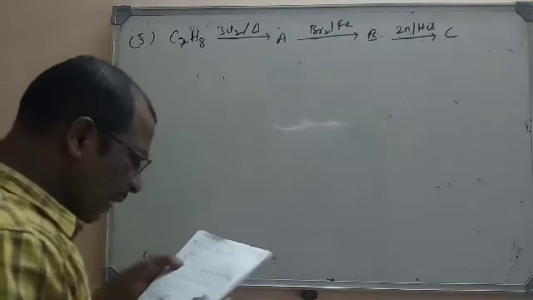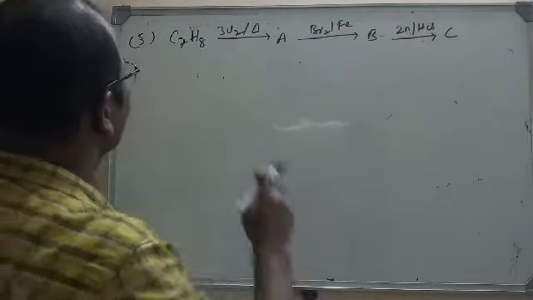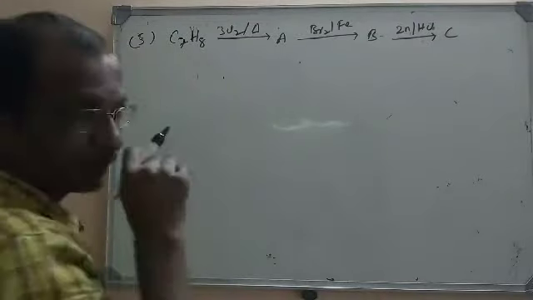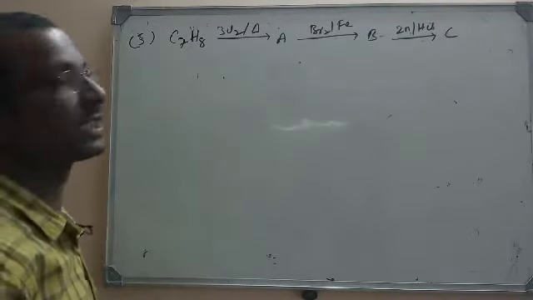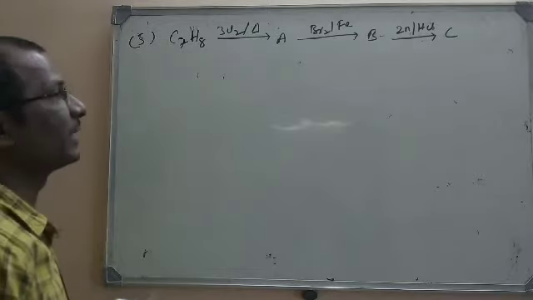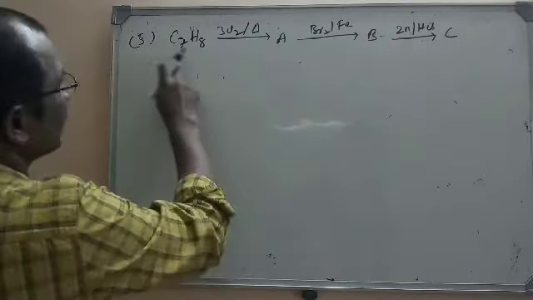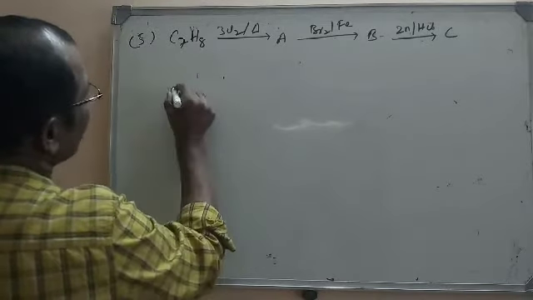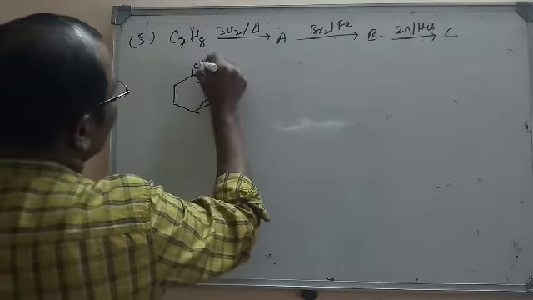If you see the options, all are related to toluene. So let us see, maybe this is toluene. What is toluene? Methyl benzene, C6H5CH3. C6H5CH3 is known as toluene. So definitely this must be toluene.